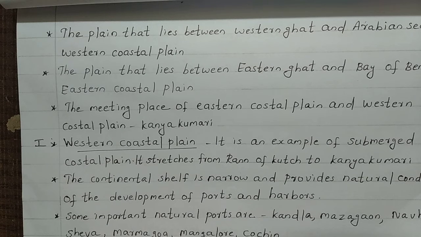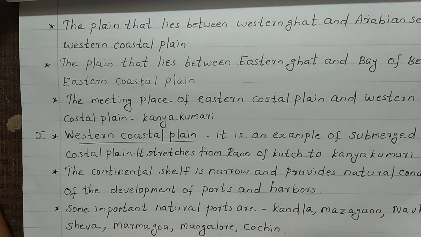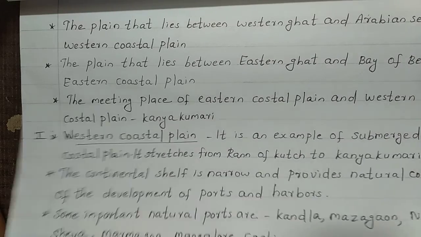Some important natural ports are Kandla, Massagaon, Nhava Sheva, Mormugao, Mangalore and Cochin. Kandla Port is otherwise known as Deen Dayal Upadhyaya Port. It is in Gujarat, and Massagaon Port is in Mumbai. And Nhava Sheva Port is otherwise known as Jawaharlal Nehru Port. That's in Navi Mumbai. Mormugao Port is in Goa. Mangalore Port is in Karnataka, and Cochin Port is in Kerala.